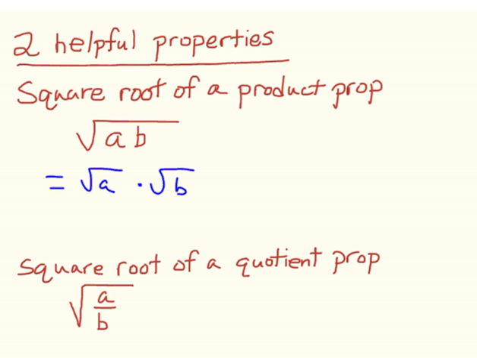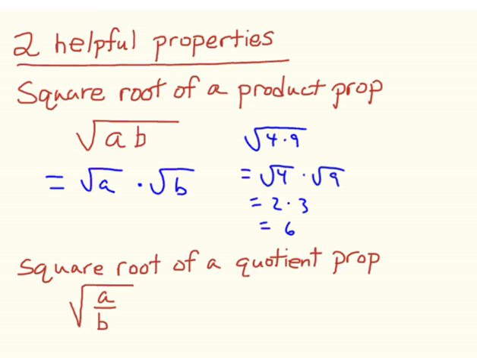You could see that with something like 4 times 9. What's 4 times 9? 36. So what's the square root of 36? 6. Does that equal the square root of 4 times the square root of 9? Yes, because that equals 2 times 3, which is 6, right? So you can get at it both ways. Now, why would we worry about this? This will be very helpful to us in simplifying.